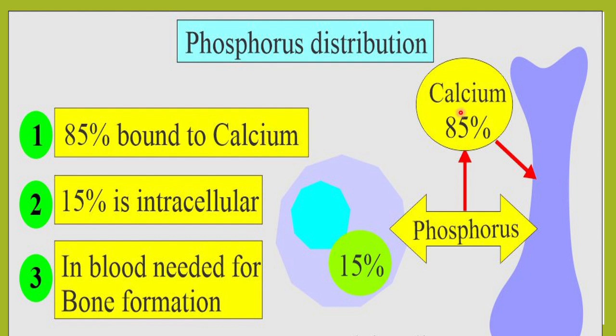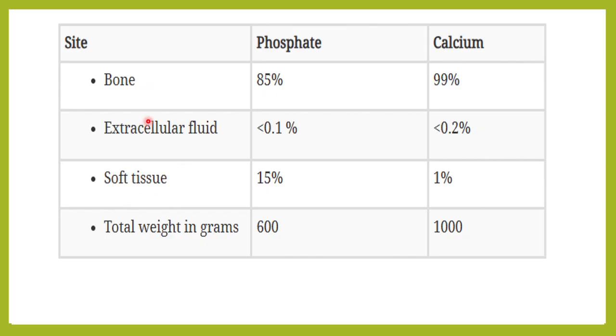How is this phosphorus distributed in the body? 85% of the phosphorus is bound to calcium in the bone and 15% is intracellular. If you compare phosphate and calcium, 99% of calcium is in the bone, whereas 85% of phosphate is in the bone. 15% of phosphate is in the soft tissue and 1% of calcium is in the soft tissue. The total net weight would be around 600 grams of phosphate and around 1000 grams of calcium.